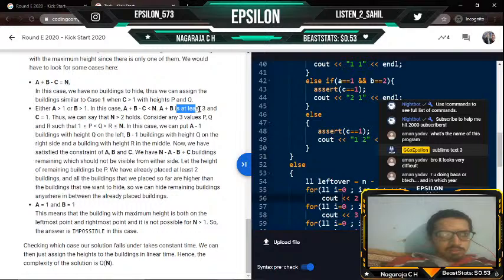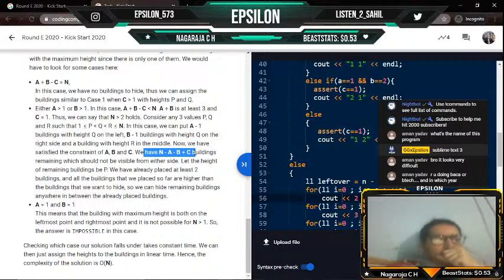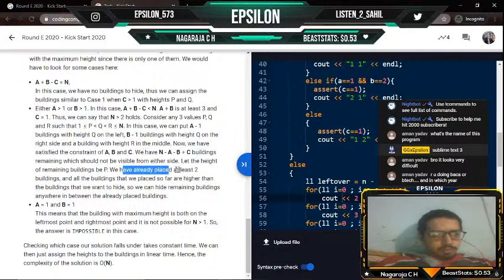a plus b is at least 3 and c is equal to 1. This we can say that one with one holds. Consider any 3 values PQR so that PQR has less than 2. In this case, we put A minus 1 buildings, right Q on the left, B minus 1 buildings, right Q on the right side. Now we have, so, satisfy the constraint. Given as B buildings, we have only those 2 buildings.